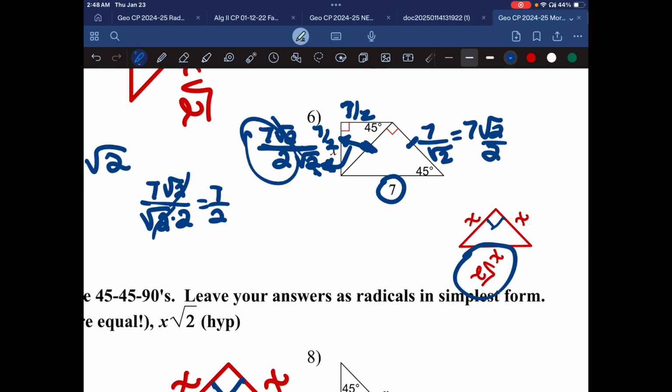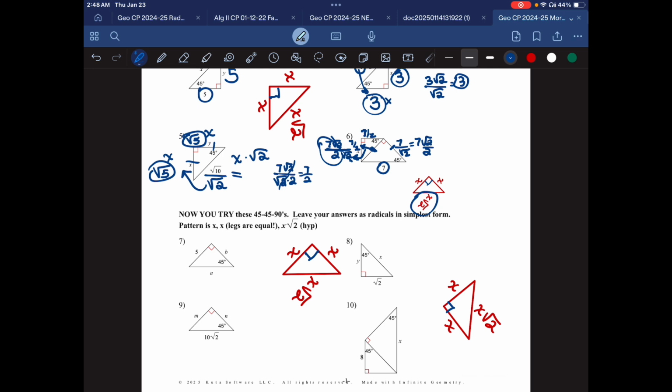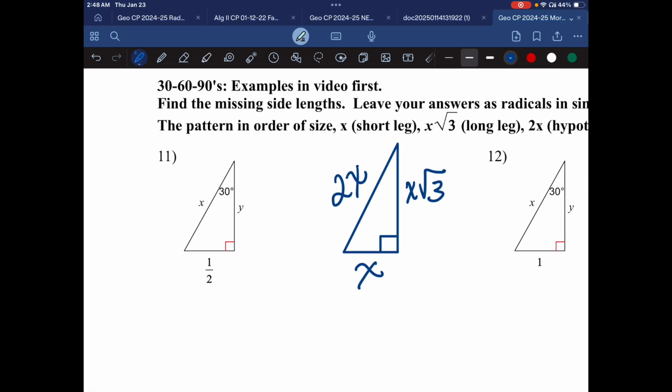I do expect you to try those practice problems. Now, you do the practice problems for the 45, 45, 90s. Check with a friend. And then, when you're done, go to the 30, 60, 90s.